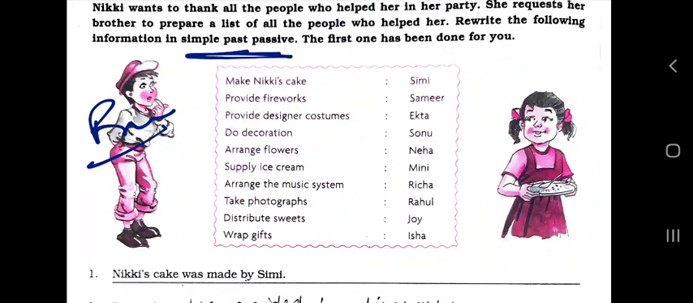If you see the chart, simple past passive. Simple past, what will be the simple past? I ate mangoes. If I write I ate mangoes, the mango was eaten by me will be simple past passive. The first one has been done for you.